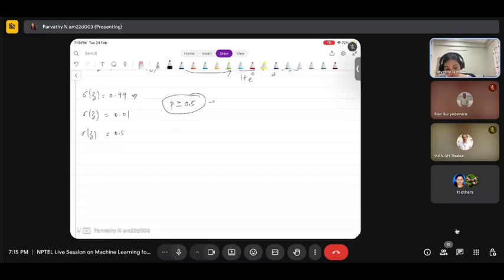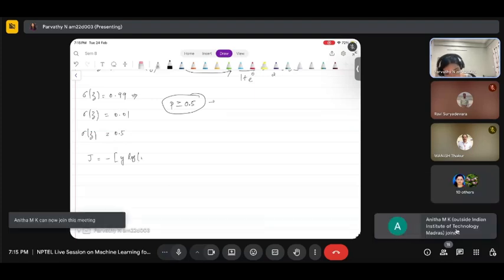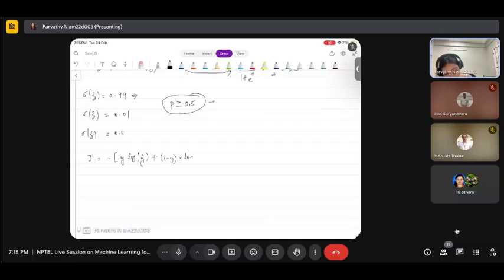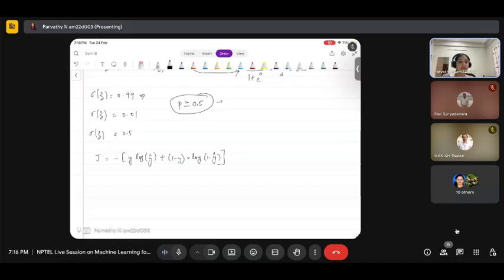Now the cost function that is used in logistic regression is J equal to minus of y into log of y hat plus 1 minus y into log of 1 minus y hat. This is the cost function that is optimized for binary classification, either class 0 or class 1.